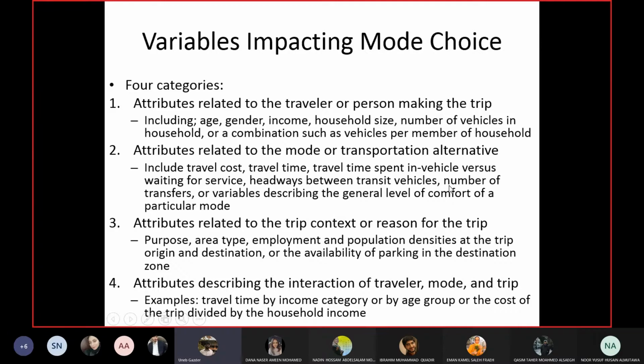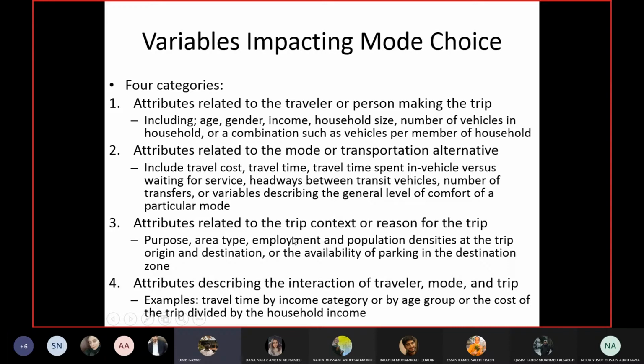So each mode of transportation can have a different set of variables. Number of transfers you have to make: if you are going by bus, then obviously you may not reach your destination through one bus route. You may have to exchange buses from one route to the other. Or it can include variables which are related to the comfort of the mode, how much comfort the mode is providing you, and so on. These are different variables which are all related to the mode you are considering.